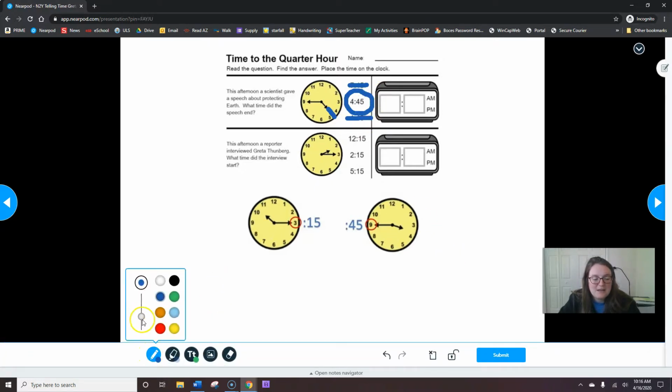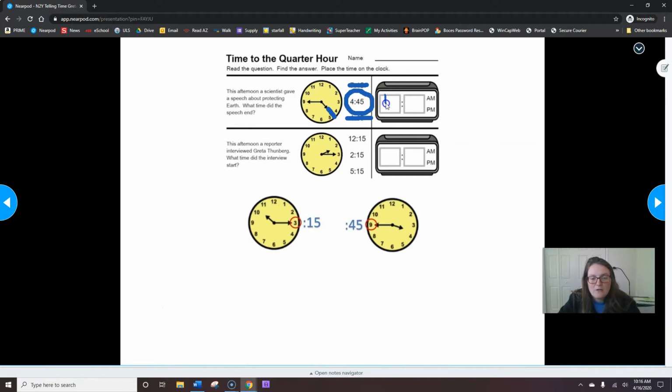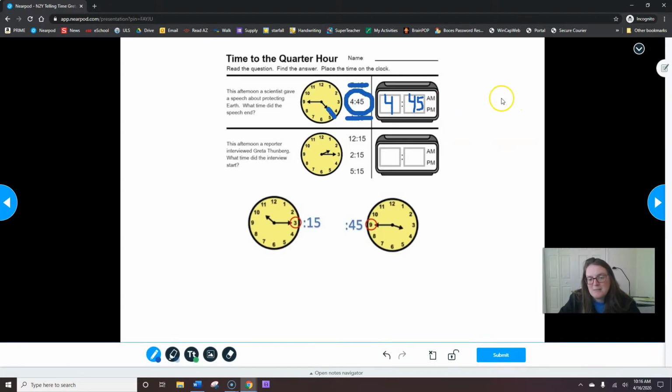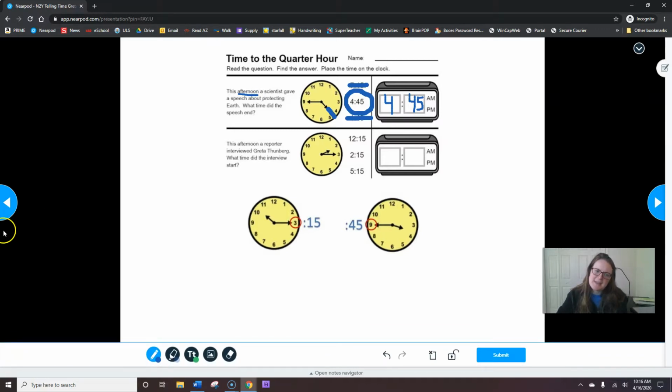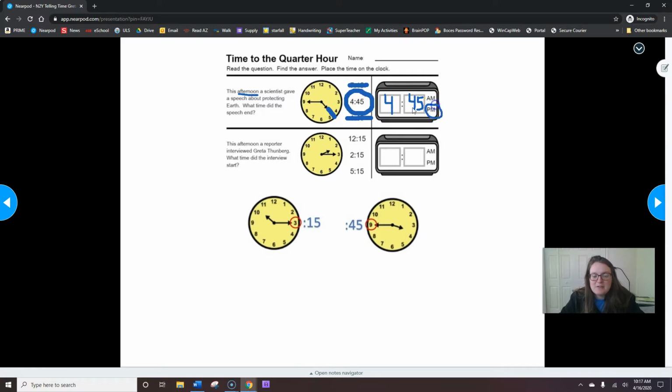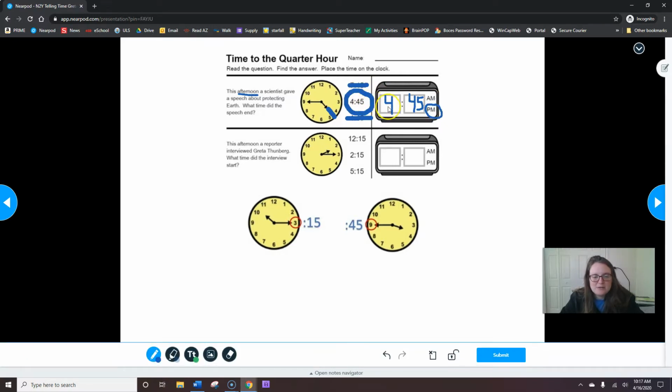I know I need to make it a little thinner in order to fit it. 4:45. It might be easier for you to type it, and if you need to type it and put it over here, that's fine. Now we need to circle AM or PM. So we have to go to the words. This afternoon. Do you remember from the last page if afternoon was AM or PM? I'll give you a hint. AM is morning, not afternoon. Afternoon is PM. So let's look at what we circled. 4:45. We wrote or typed 4:45, and we circled PM.